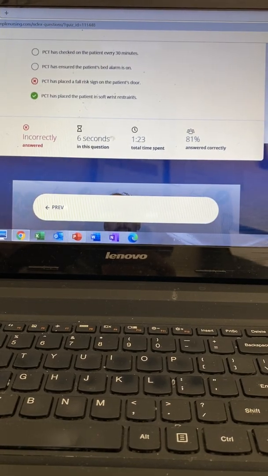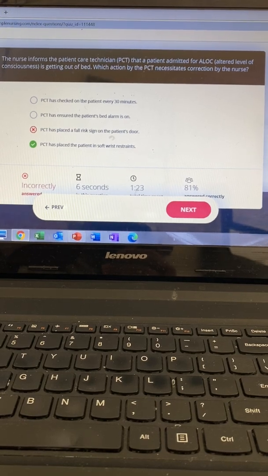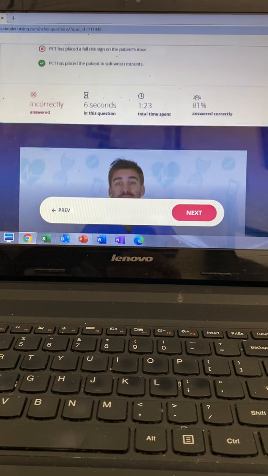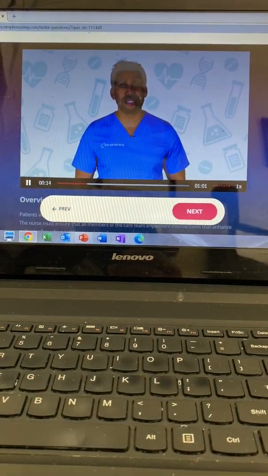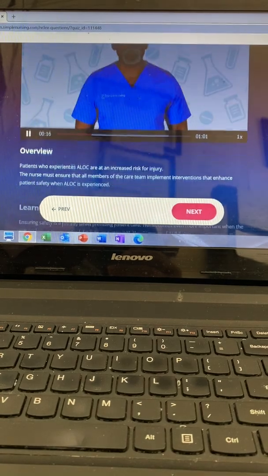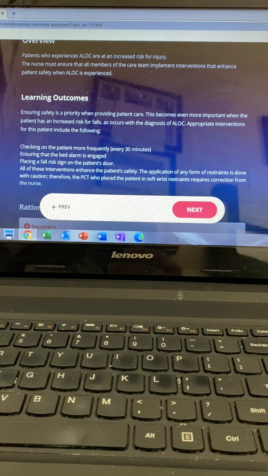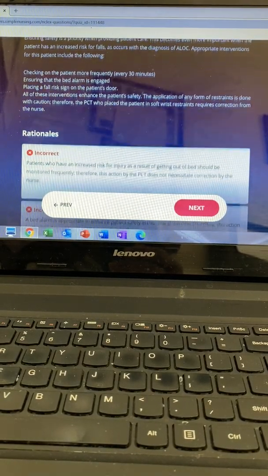Now, using our 3 steps, let's break this down. This question's asking for needing correction. For the key problem, the nurse tells the PCT, or the patient care tech, that a patient with altered level of consciousness is getting out of bed. So immediately we're thinking safety and fall risk. So the solution we're looking for are actions that are incorrect by the tech here.